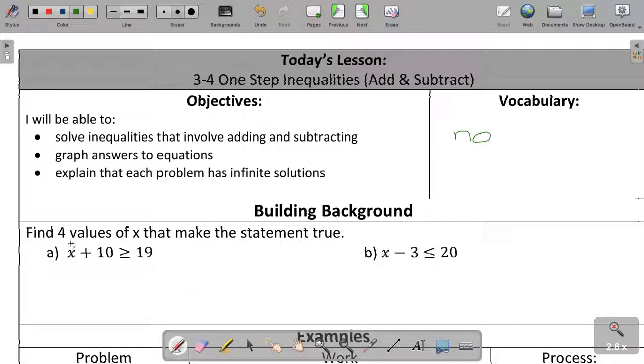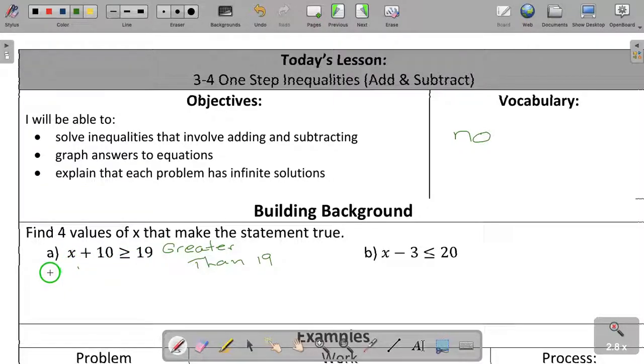All right, so we want to find four values of x that make the statement true. So what is this saying? This is saying that my left side here, x plus 10, has to be greater than or equal to 19. So think of some numbers that I could put in here that would be greater than 19.